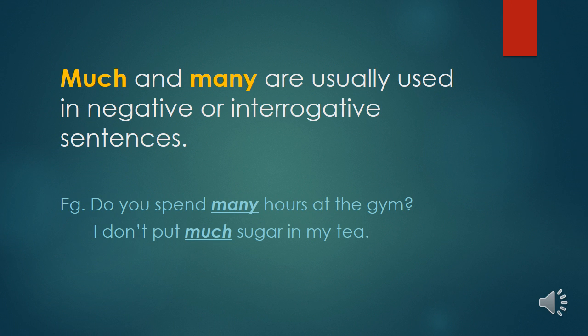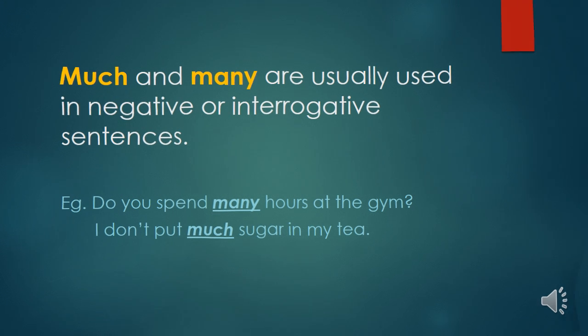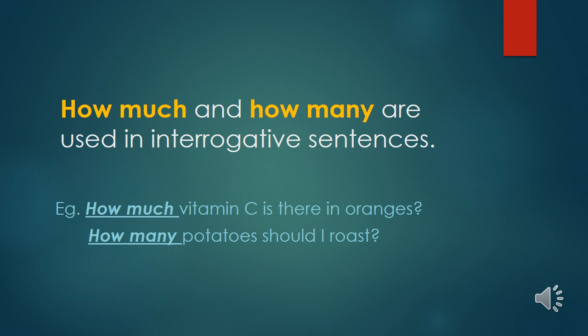Much and many are usually used in negative and interrogative sentences. For example, do you spend many hours at the gym? I don't put much sugar in my tea. How much and how many are used in interrogative sentences. For example, how much vitamin C is there in oranges? How many potatoes should I roast?